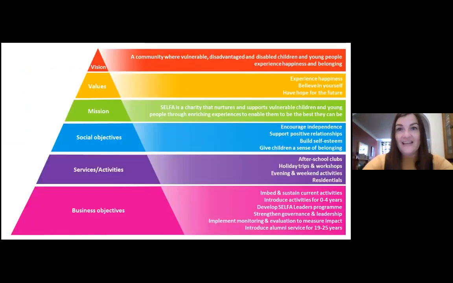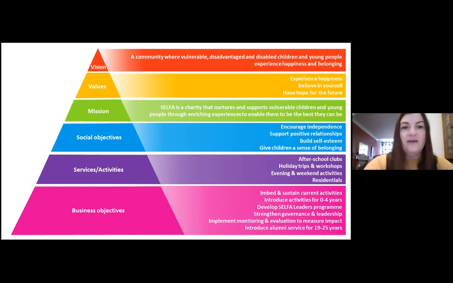background about our charity. So our vision is a community where vulnerable, disadvantaged and disabled children and young people experience happiness and belong. We have our values there as well, and our mission is to support those people through enriching experiences. So we run a range of health and well-being projects, mostly after school, evenings, weekends. We had been doing trips and workshops and stuff like that. We've run stuff online during lockdown, which I'll tell you a little bit about.